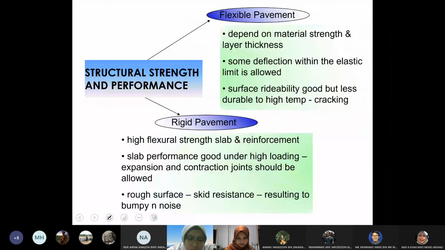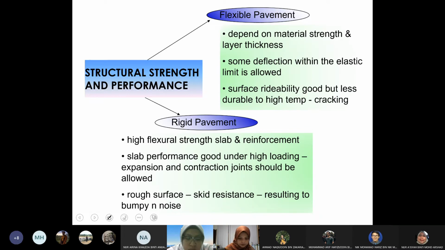Structural strength is also about the difference between the two. Deflection, they talk more about deflection. Deflection for flexible pavement is within elastic limit. Deflection dia tak boleh lebih daripada tu. But for rigid pavement dia dah design dengan reinforcement bar semua tu, deflection dia lebih better compared to flexible pavement.